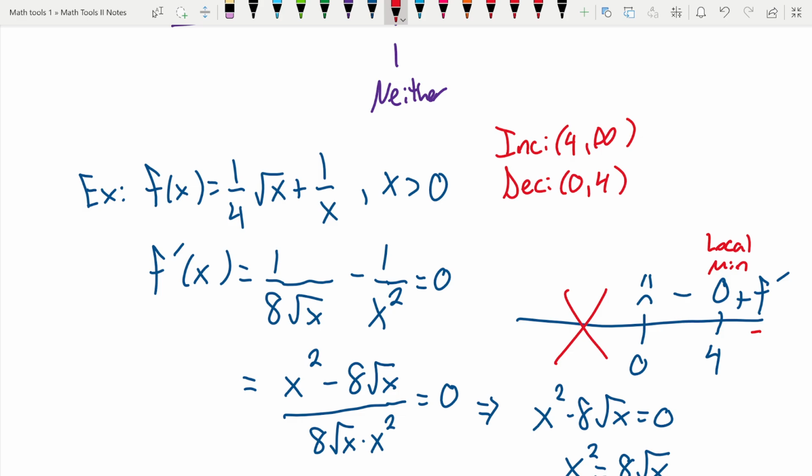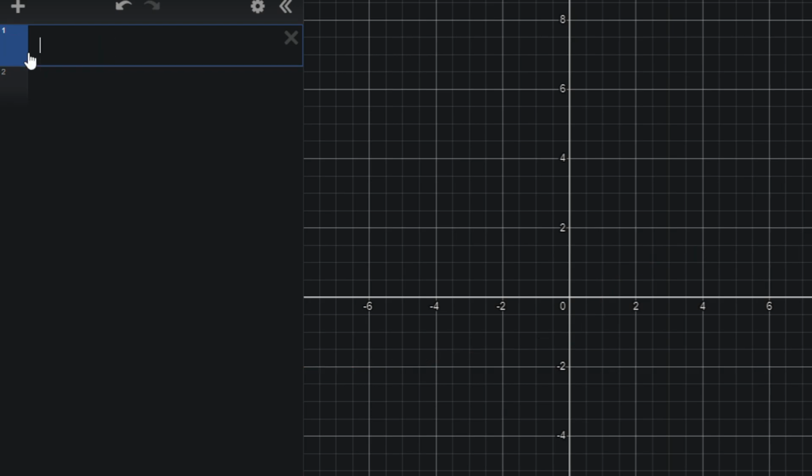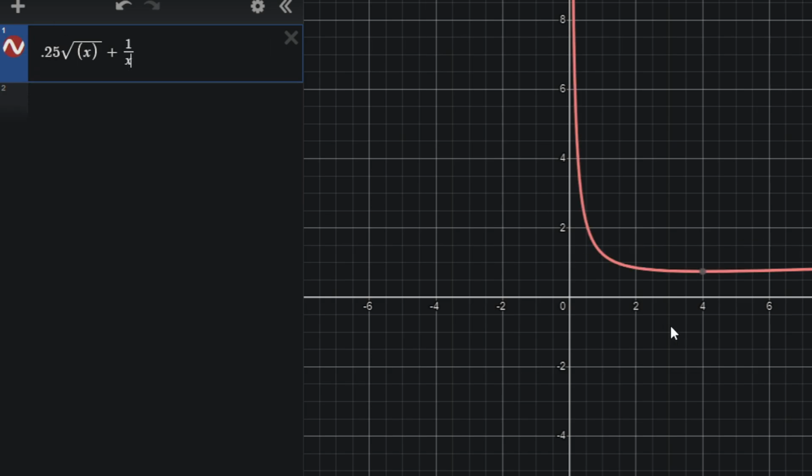So we can go ahead and look at what this graph looks like. Eventually we want to work up to drawing a full picture of the graph using this information. But let's just go ahead and look at this. So this is what it looks like here.